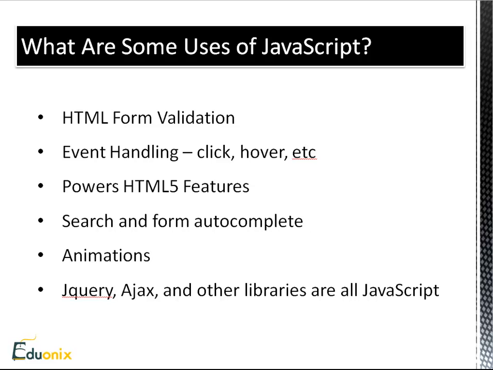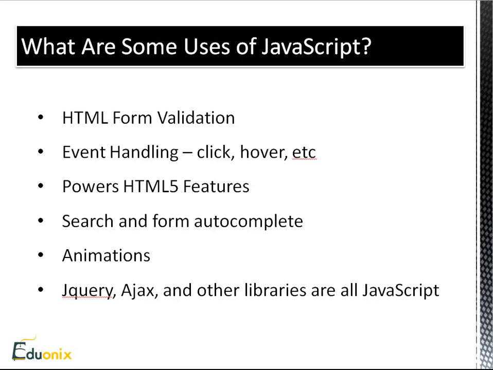So, some uses of JavaScript. There's a ton of things that JavaScript is used for, but here are some of the more common functions. We have HTML form validation to validate fields, to make sure that required fields have some content in them, validating email addresses, numbers, ranges, all kinds of things. Event handling. If you want, say, to have something pop up when you click on a link, you would use JavaScript or libraries such as jQuery to do something like that. Or if you want an image to change when you hover over it, things like that.